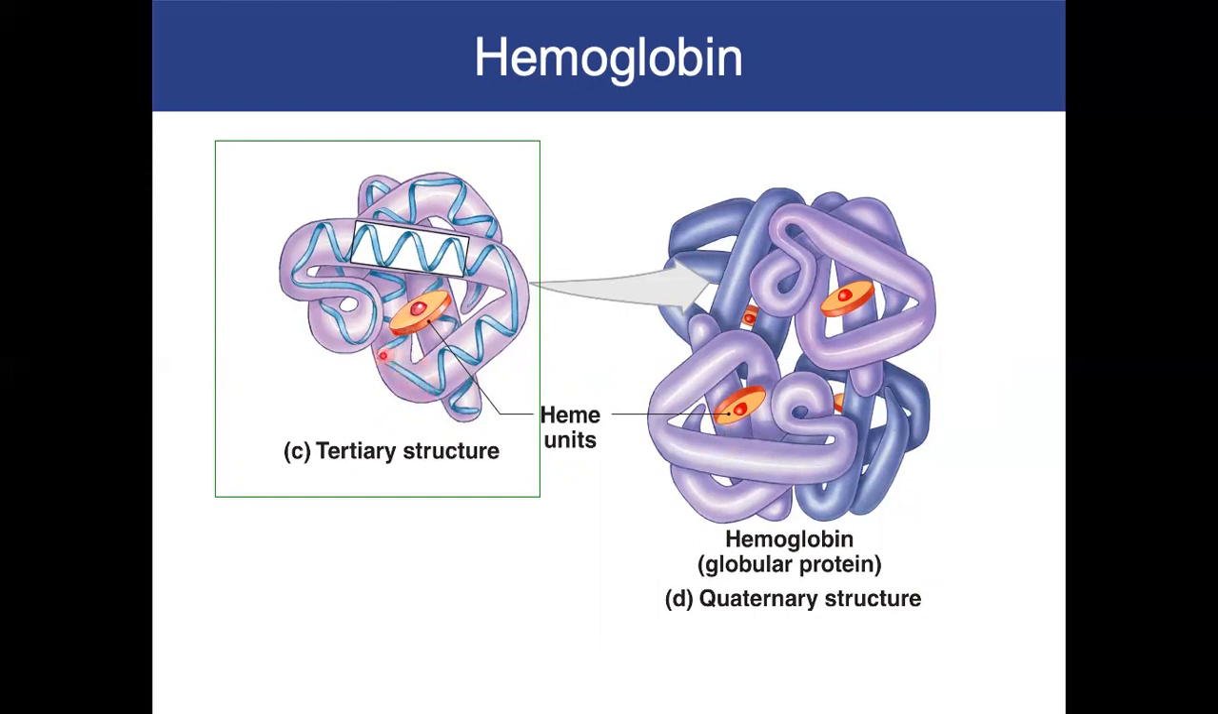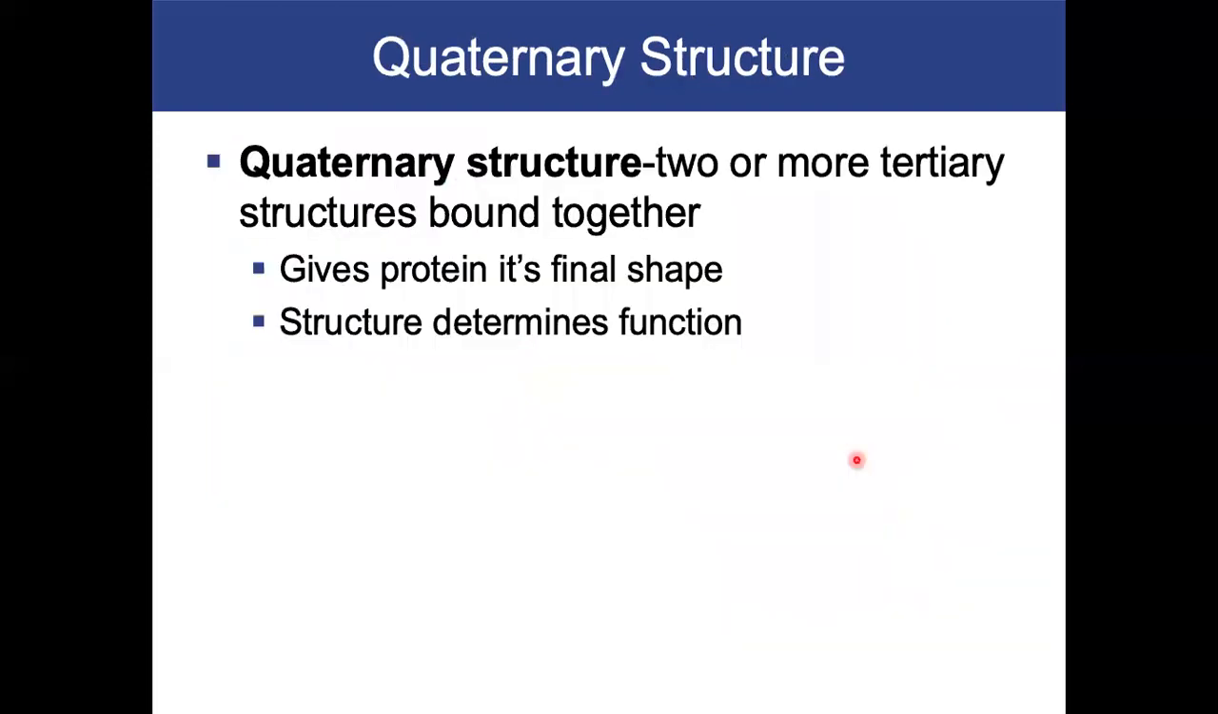But take a look. So here's a beta pleated sheet. Here's an alpha helix, beta pleated sheet, alpha helix. And then you see all these folds and whatnot. And that's due to the R groups. So the tertiary structure is folding into sort of a globular protein, but it's not quite functional. This occurs in the Golgi, and then this occurs in the Golgi. So sticking them together to make a functional quaternary structure. Quaternary structures, two or more tertiary structures stuck together, gives protein its final shape. Structure determines function.